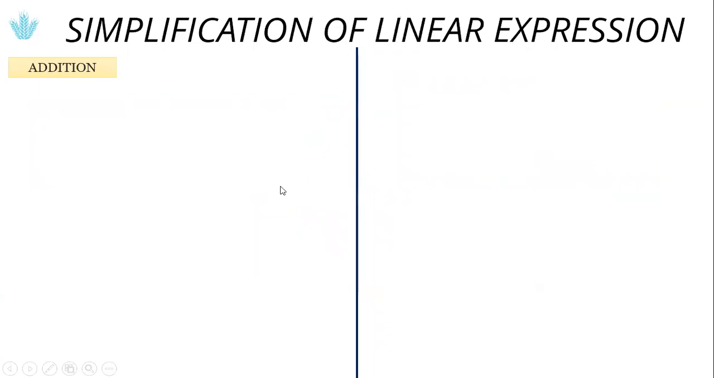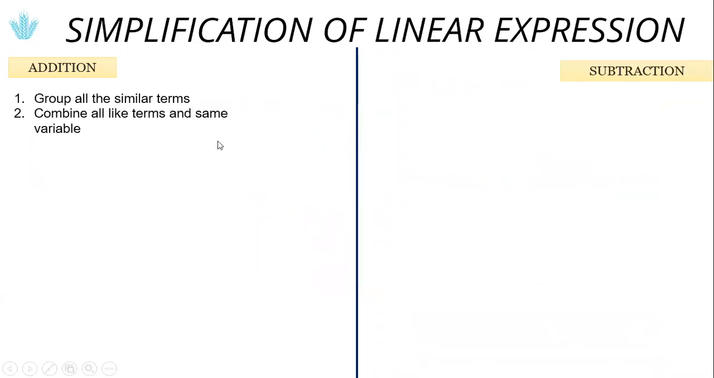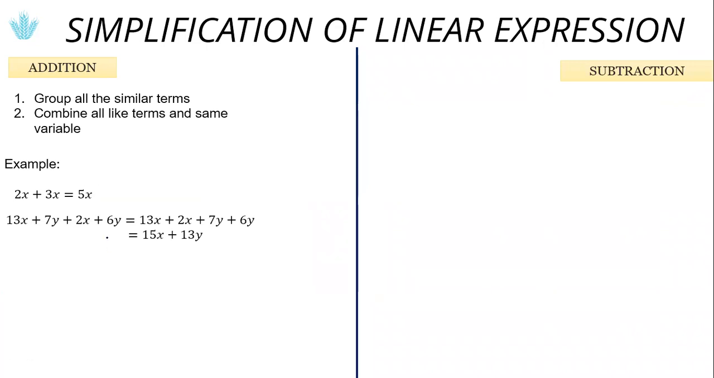Okay, now we try simplification of linear expressions. Group all the similar terms. For example, 2x plus 3x, 2 apples plus 3 apples, so 5x. How about this? Make it easy first, group all the similar terms. Combine 13x plus 2x first, and then 7y plus 6y. 13 plus 2 is 15x, right? And then 7y plus 6y is 13y. That's all. This is the answer. If you have any question, just ask me directly.